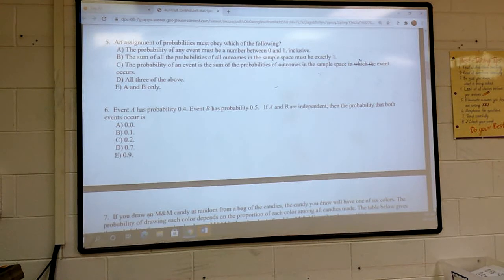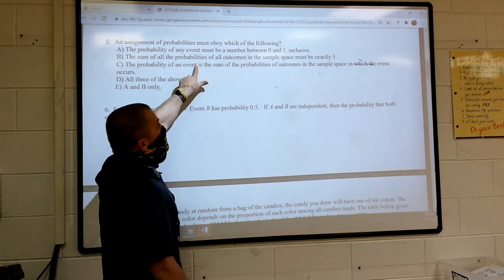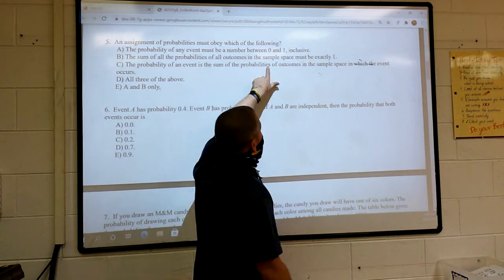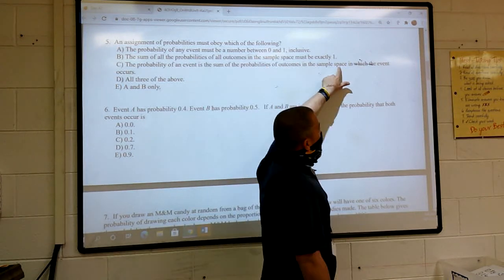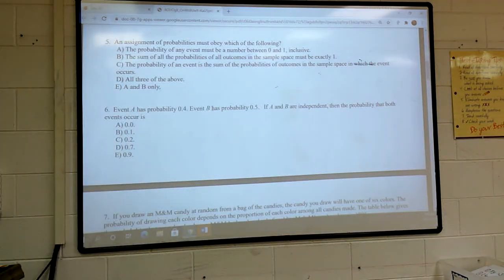Okay, let's say the sample space is rolling a die. So you would have 1, 2, 3, 4, 5, 6, right? Then each one would have a probability of 1/6. Now, if I said the event was rolling an even number, you could find the probability by adding up the probabilities of outcomes in the sample space where the event occurs. So I could add up the 2, 4, and 6, and that would give me 1/6 plus 1/6 plus 1/6, which is 3/6, which is 1/2. So there is a way.